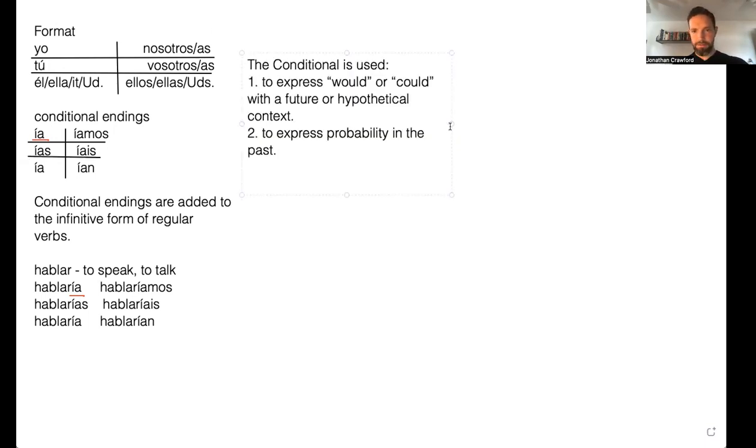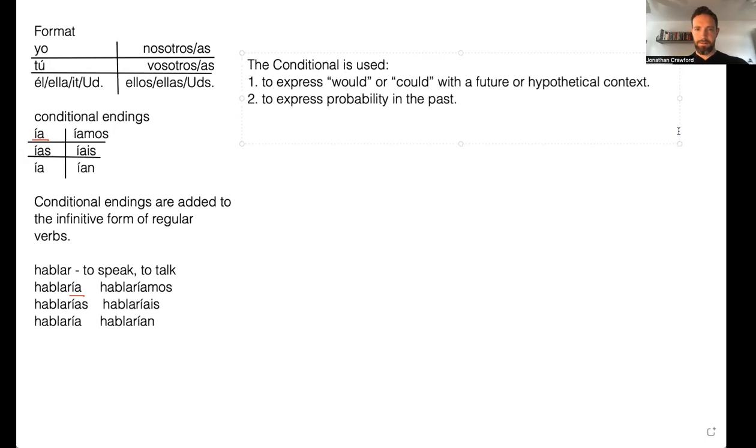Here we go. So the conditional is used to express would or could with a future hypothetical context. And then the conditional is also used to express probability in the past. Now let me do some examples here.